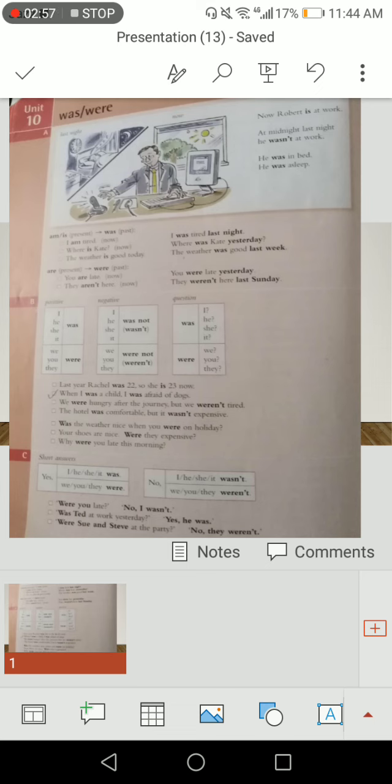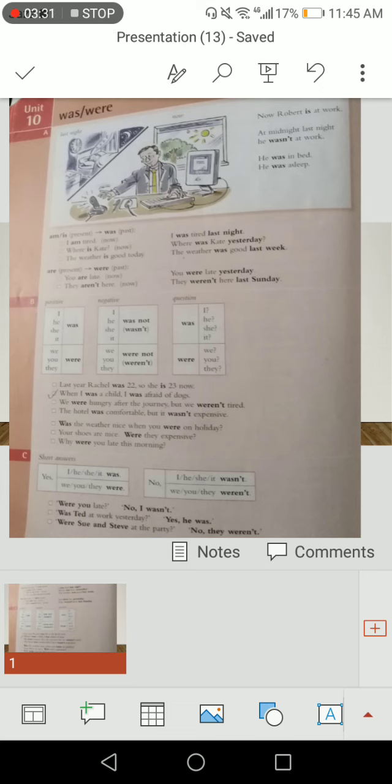Last year Rachel was 22, so she is 23 now. Last year is used for the past, so that's why we use was. And now is used for the present, so we use is. When I was a child, I was afraid of dogs. When I was a child, like in the past, so that's why we use was. We were hungry after the journey, but we weren't tired.